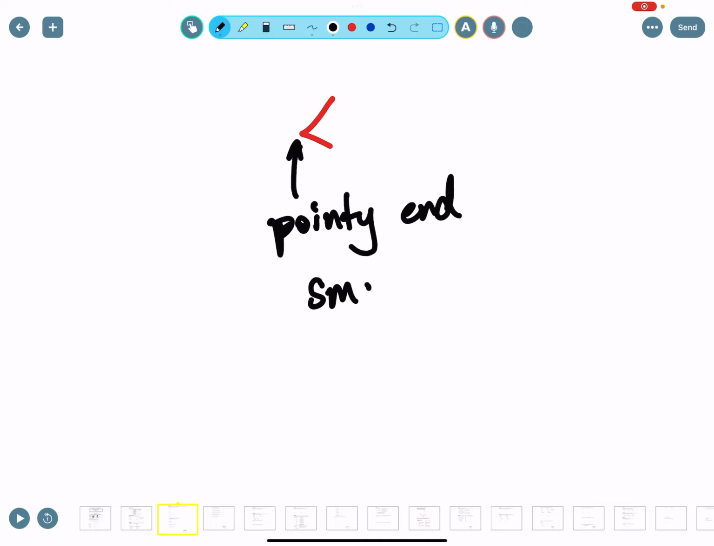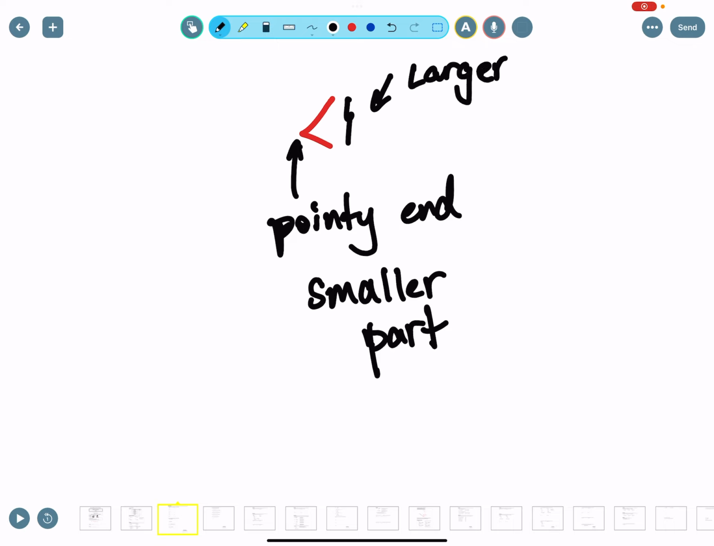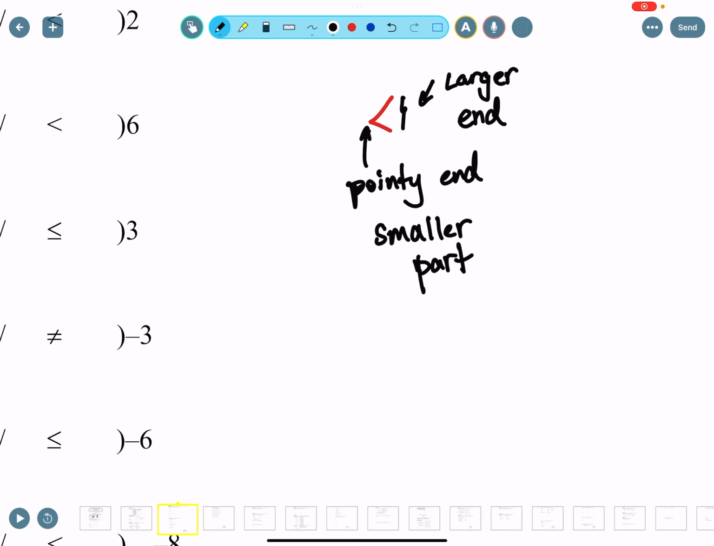Just a really quick introduction. Less than looks like this because the pointy end is the smaller part. And then the right side, you see it gets wider. That's why this is the larger end. This is how I look at it. You don't have to memorize it. You just have to understand how it looks, and you can probably derive it out of the shape, right? I know this side has to be smaller than the right side.